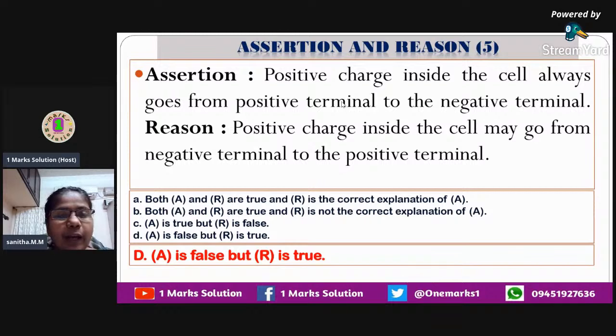And always keep in mind, if you are wondering why the current is always from positive to negative, what is the reason? Just think about it. Conventionally speaking, the flow always takes place from higher to lower. That is why we say current flows from higher potential to lower potential, that is, from positive to negative. So please keep in mind, all of you children, the direction of current is always opposite to the direction of the electrons. Here the answer is option D, A is false and R is true.